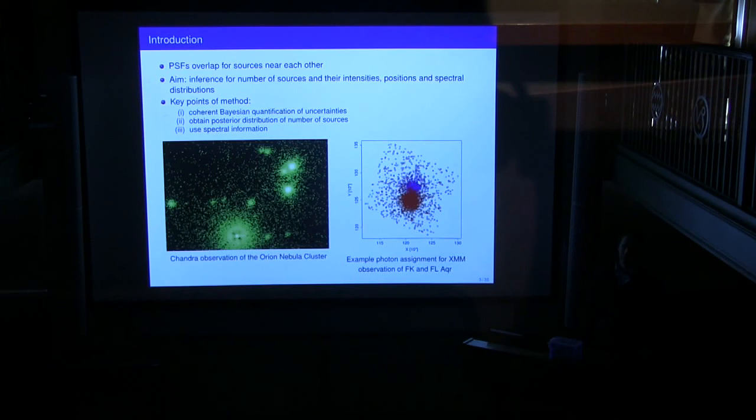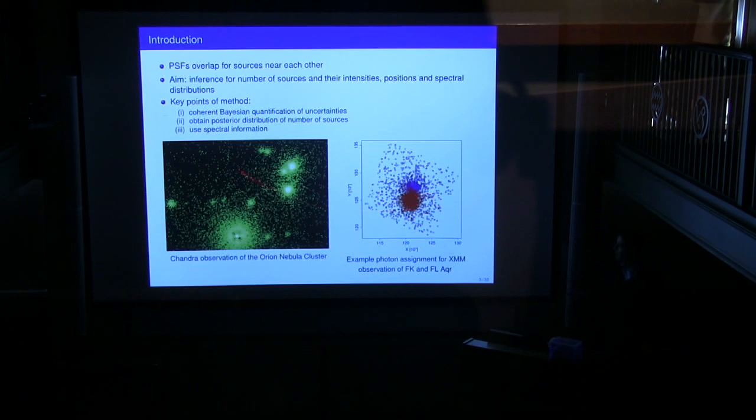The standard way of doing this is to draw circles around the likely positions of the sources, and then base the analysis on those source regions. But that kind of ignores quite a lot of the uncertainties involved. So instead, we propose a full Bayesian model for the data, and we calculate the posterior distribution for all the parameters, including the number of sources, so we can coherently quantify uncertainties. And we additionally include a model for the spectral information. This gives us extra precision in separating sources.